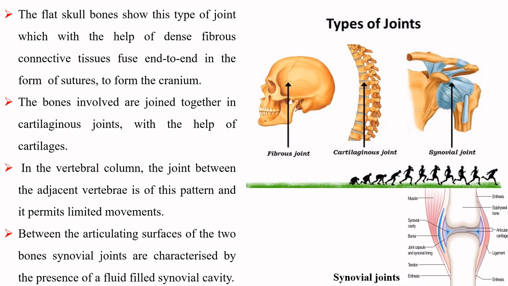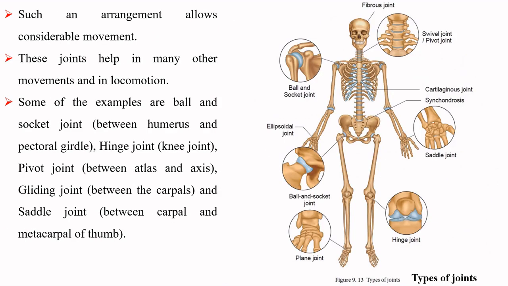Between the articulating surfaces of the two bones, synovial joints are characterized by the presence of a fluid-filled synovial cavity. Such an arrangement allows considerable movement. These joints help in many other movements and in locomotion. Some of the examples are ball and socket joint, hinge joint, pivot joint, gliding joint, and saddle joint.